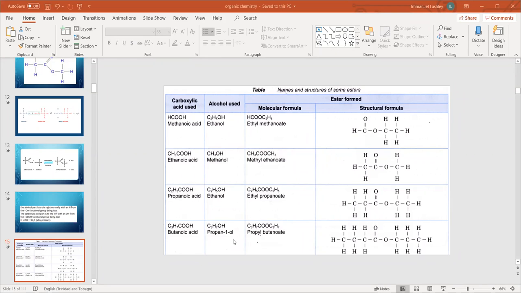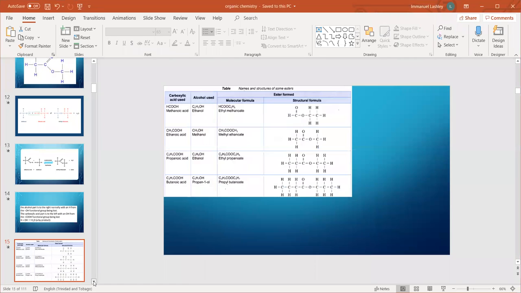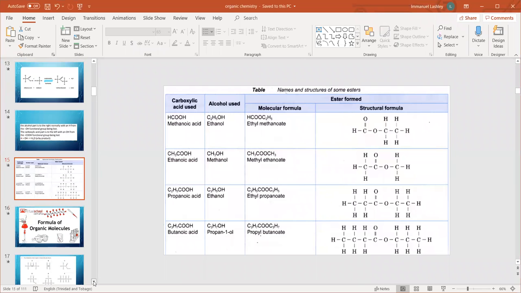From the butanoic acid, we remove the oic acid, O-I-C acid, and we add OATE to it. So it becomes propyl butanoate.